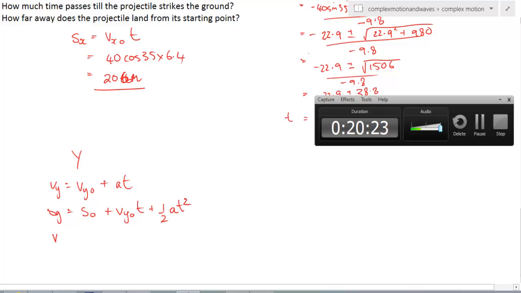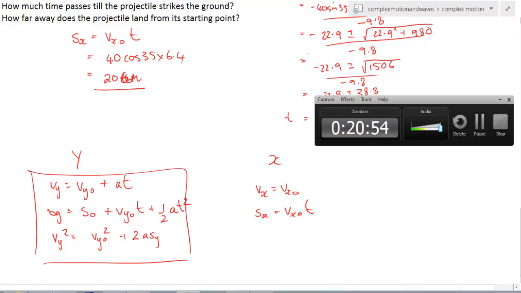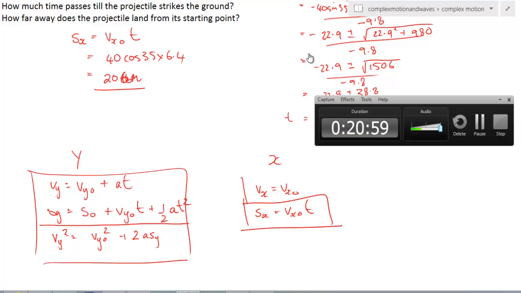And then you can also use, if you want to, Vy squared is equal to Vy0 squared plus 2ASy. In the x direction, because you don't have any components of acceleration, your velocity in the x direction is just your initial velocity, which means that your displacement in the x direction is just the initial velocity times time. And you can also use the v squared one if you want as well. So really, these are the equations that you're going to use, those two, and this one here. Remember them, write them down, learn how to use them.